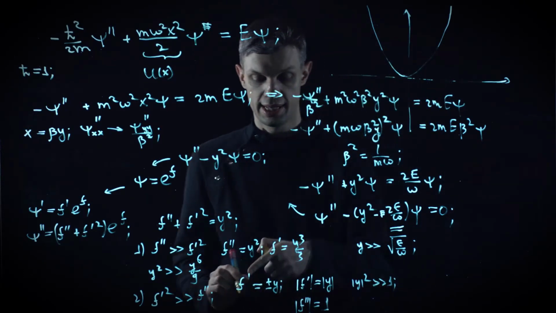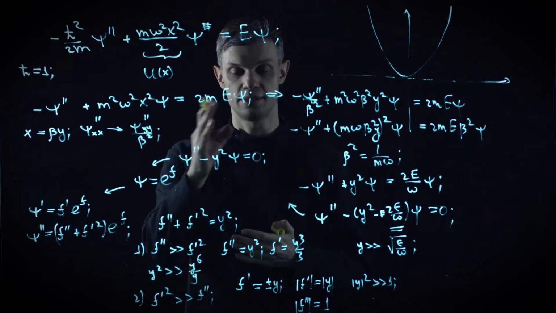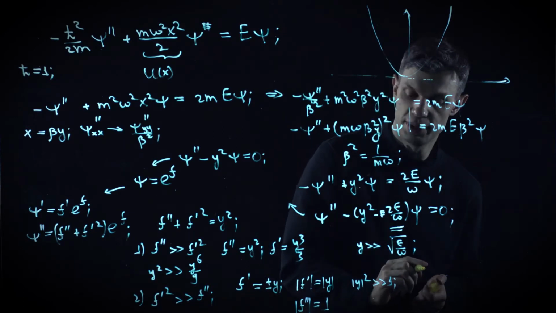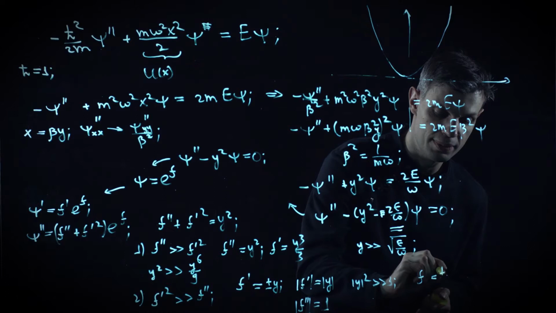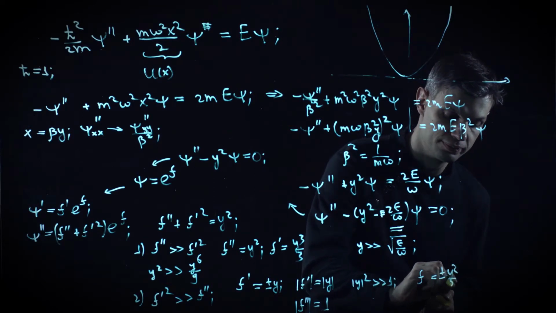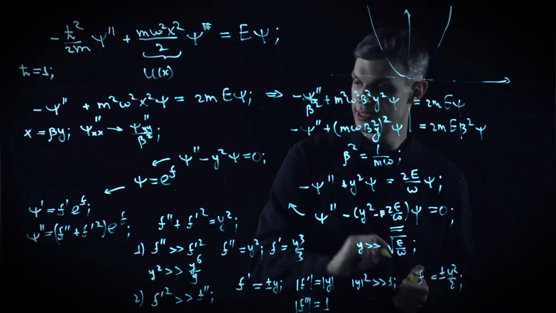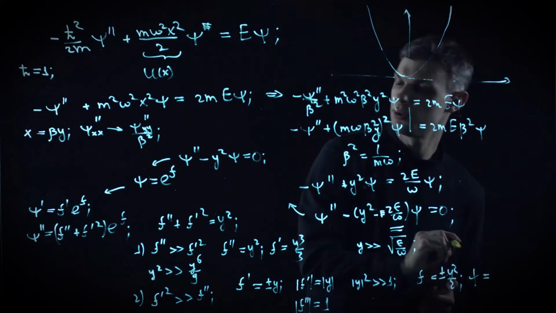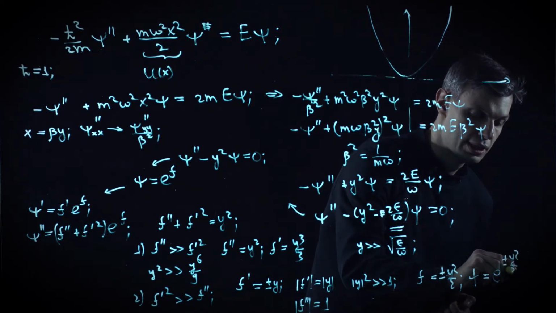And indeed, f prime squared, modulus y squared, is much greater than 1. So it does hold. And as a result, we find the asymptotic solution for this simplified differential equation. So f prime equals plus minus y, and f equals plus minus y squared over 2. And our asymptotic solution becomes psi equals e to plus minus y squared over 2.